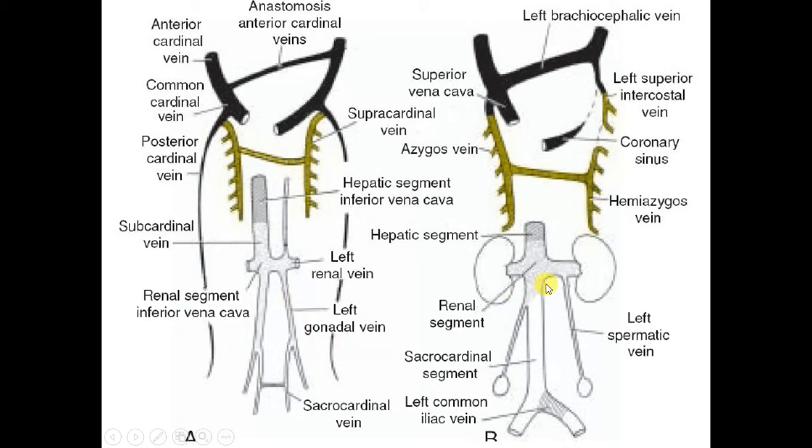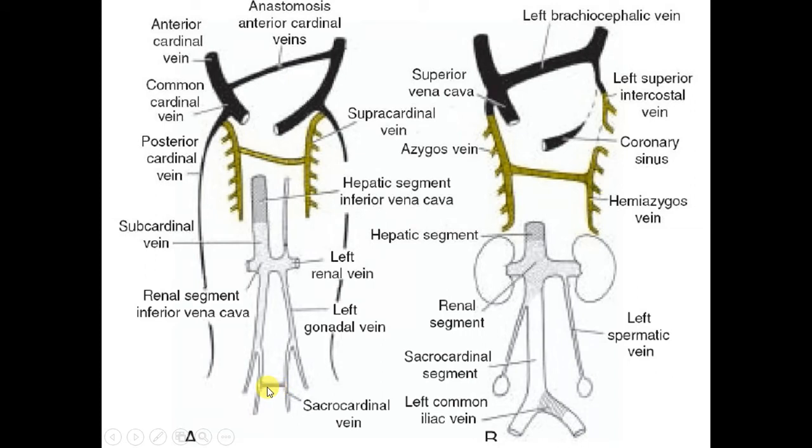What we see on the left side is disappearing, and here is the distal segment that remains, this left subcardinal that remains as the left gonadal vein. But on the right side, in the subcardinal system, there is a hepatic segment, and anastomosis between the two forms the renal veins, which when they join together form the renal segment of the inferior vena cava. Below this, on the left side, the sacrocardinal veins are disappearing.